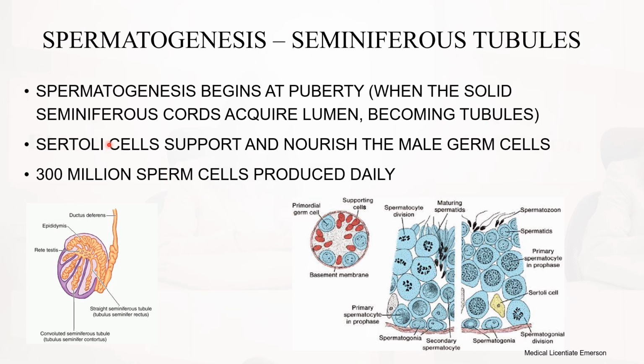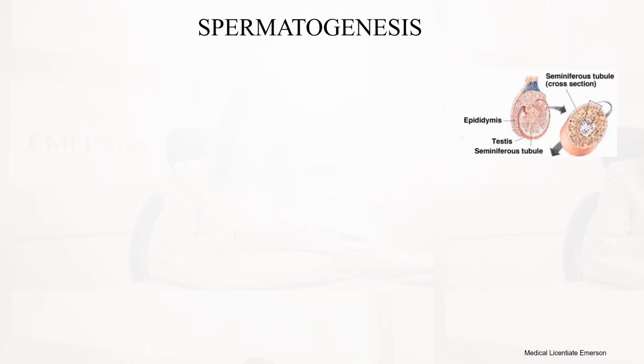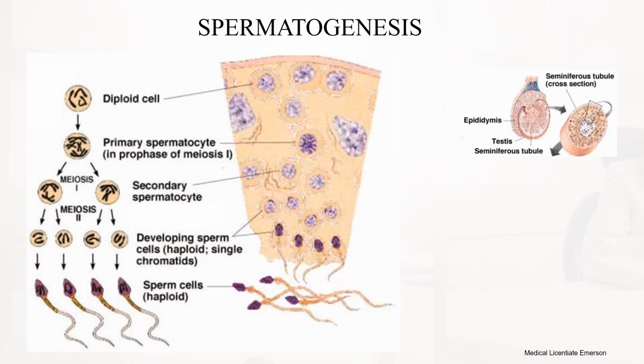Then the Sertoli cells support and nourish the male germ cells. And you need to understand that 300 million sperm cells are produced daily. Okay, so this is spermatogenesis. Remember, we said spermatogenesis is also a type of cell division that is governed by meiosis. So remember, we have meiosis 1, meiosis 2.